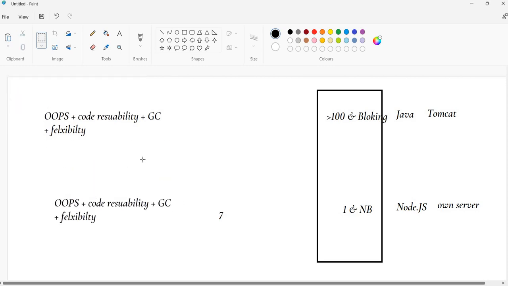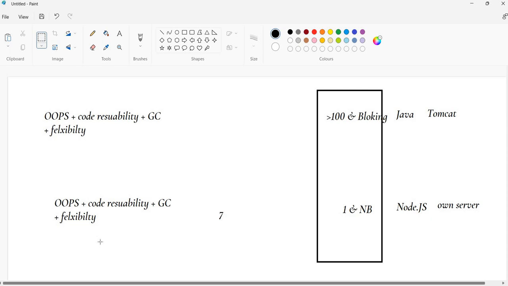Conscious means of providing security, encapsulation, abstraction, all these things. Even though you can achieve all these things, whatever is available in Node.js is more than enough to provide security and all those things. And code reusability, yes, we can do with garbage collection. Here also garbage collection. Flexibility, here also flexibility.